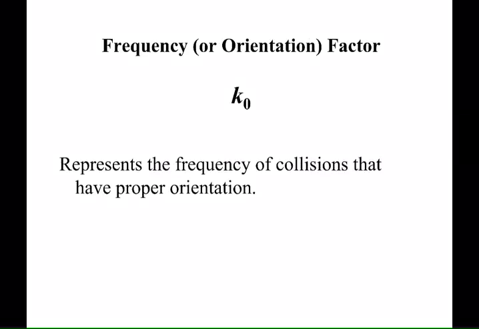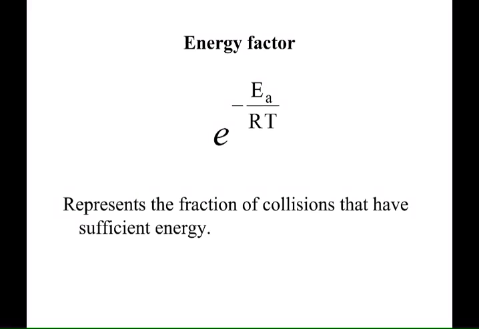Okay, so this again could be A star or A0. So this K0, my orientation factor, actually represents the number of situations in which the reactants are successfully oriented so that they can proceed from reactants to form products. Our energy factor is the second term in the Arrhenius equation. Our energy factor would be this e raised to the negative Ea over RT.